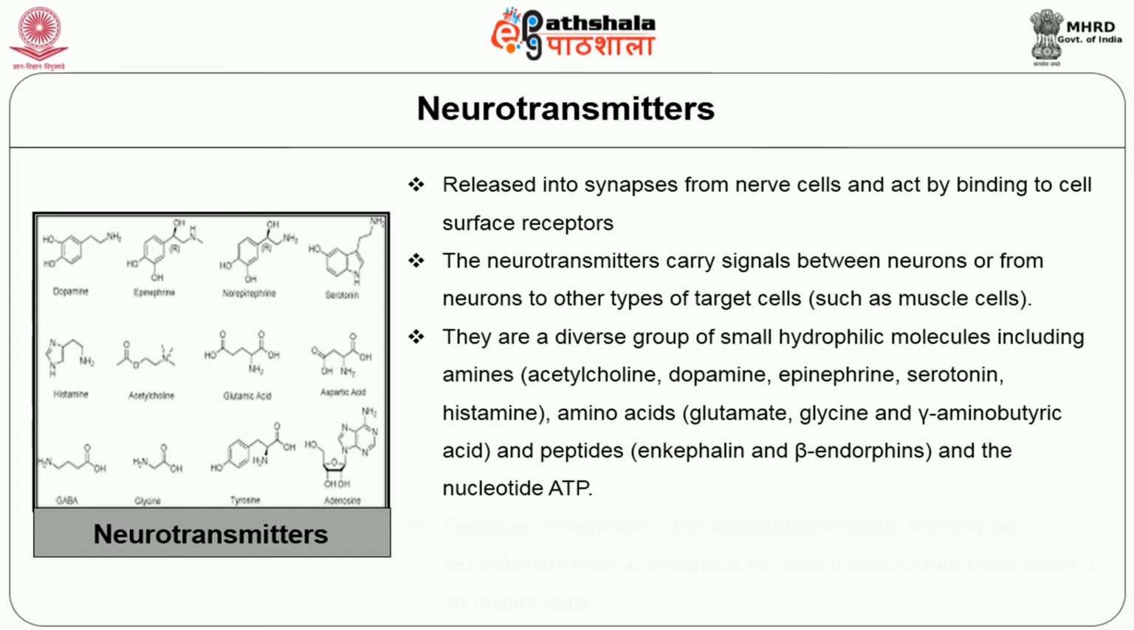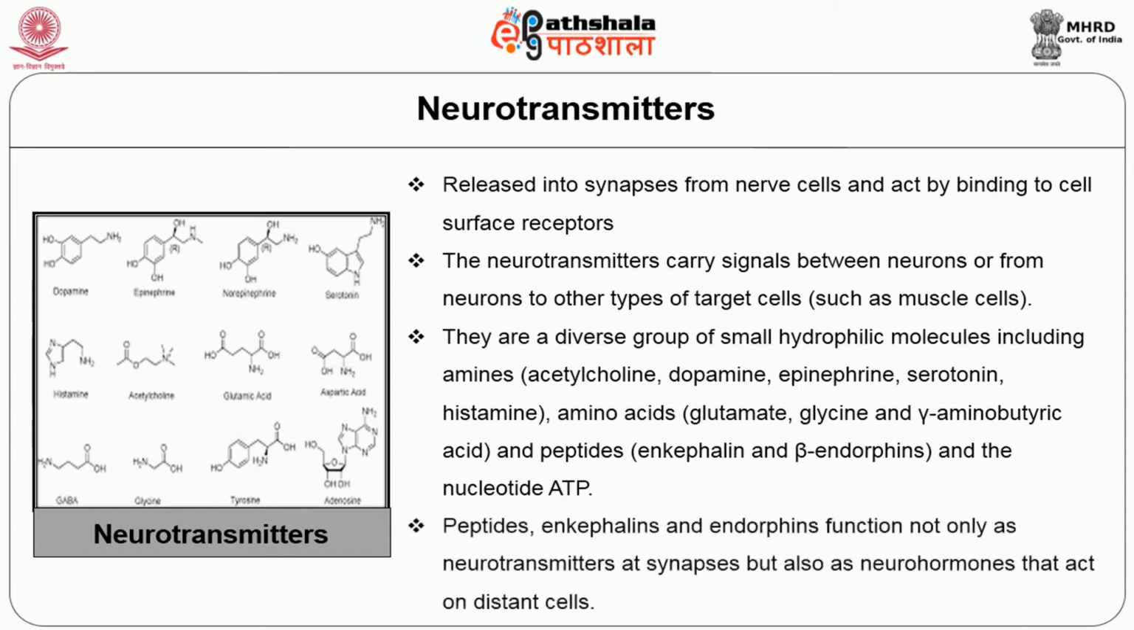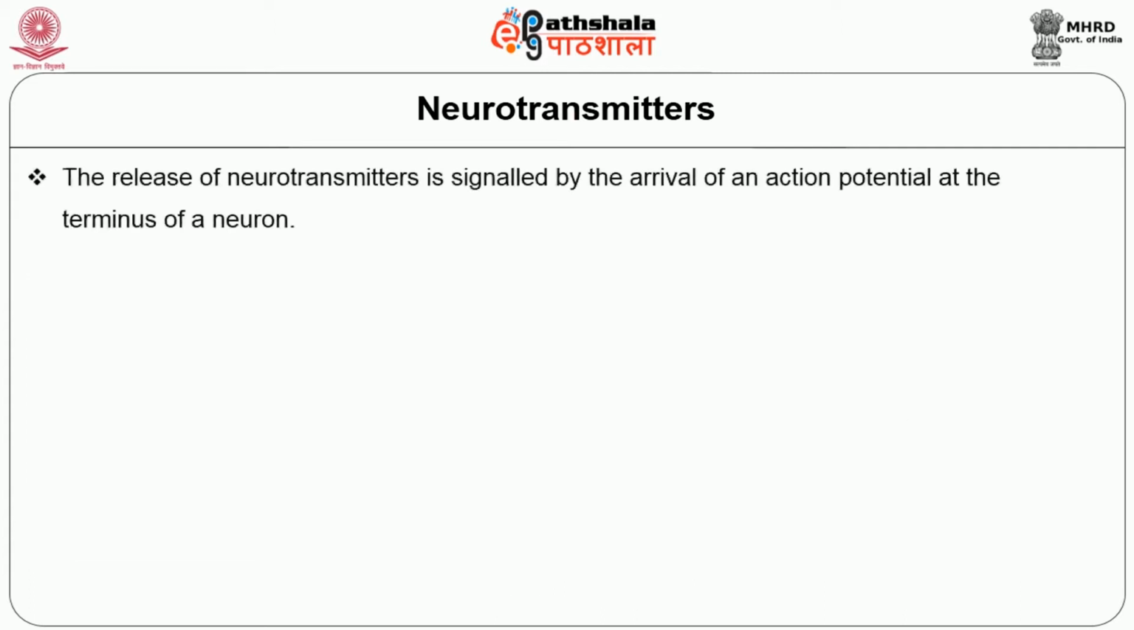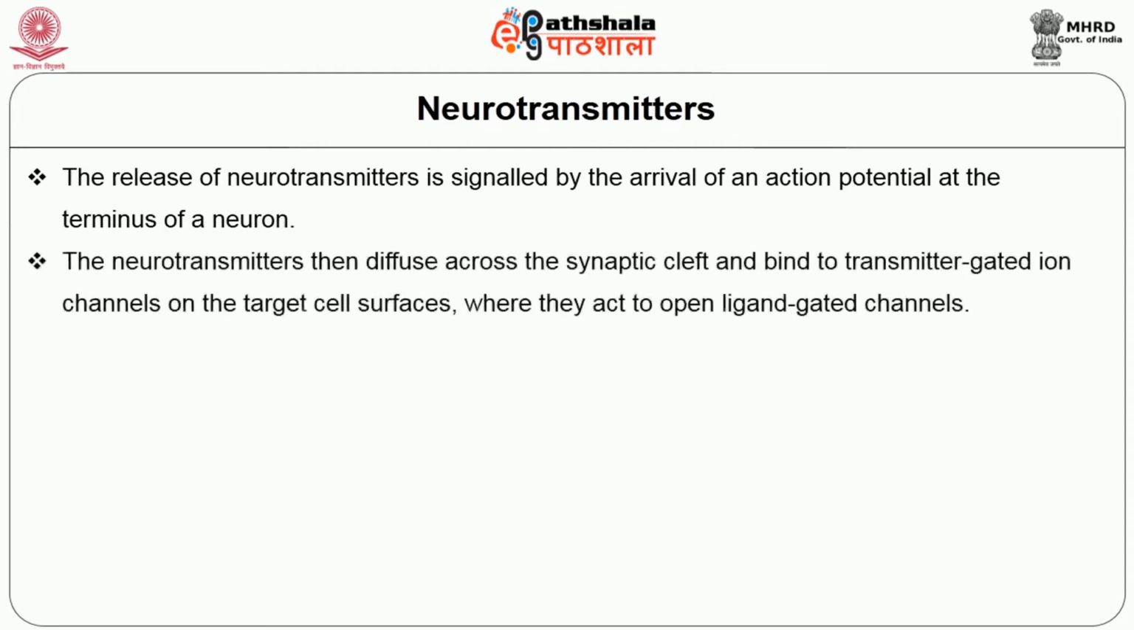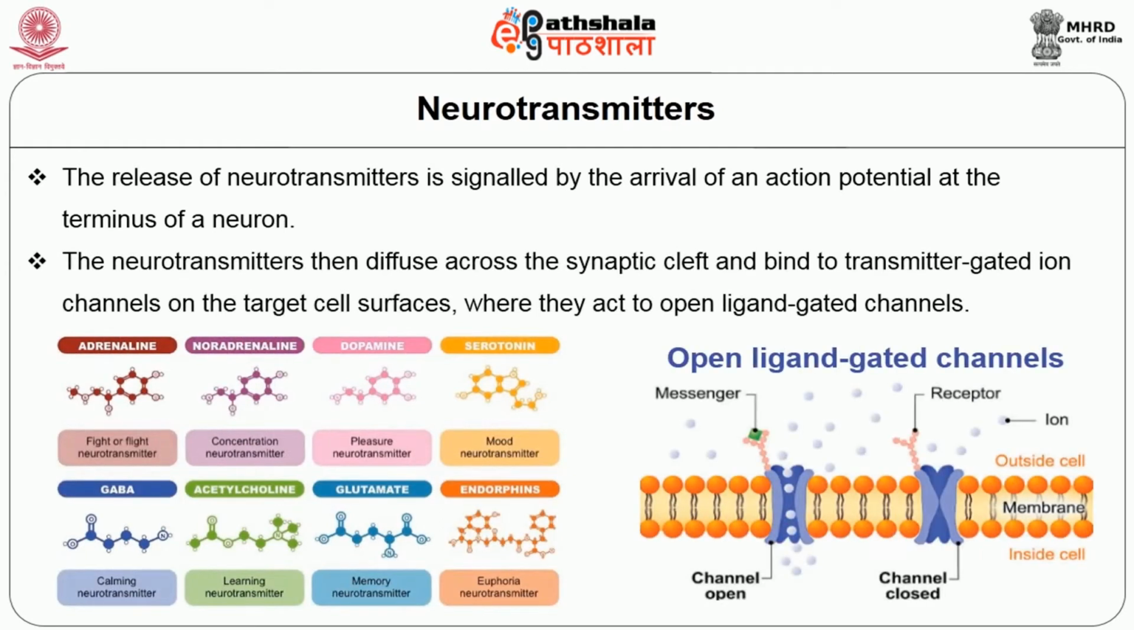and the nucleotide ATP. Peptides, enkephalins, and endorphins function not only as neurotransmitters at synapses but also as neurohormones that act on the distant cells. The release of neurotransmitter is signaled by the arrival of an action potential at the terminus of a neuron. The neurotransmitters then diffuse across the synaptic cleft and bind to the transmitter-gated ion channels on the target cell surfaces, where they act to open ligand-gated channels, which is shown in the figure.